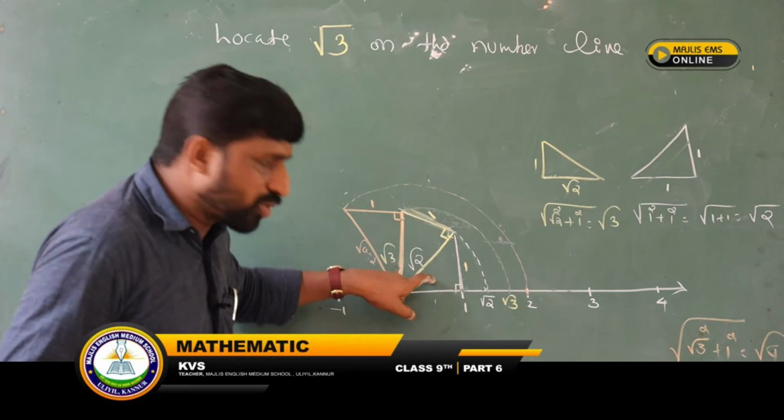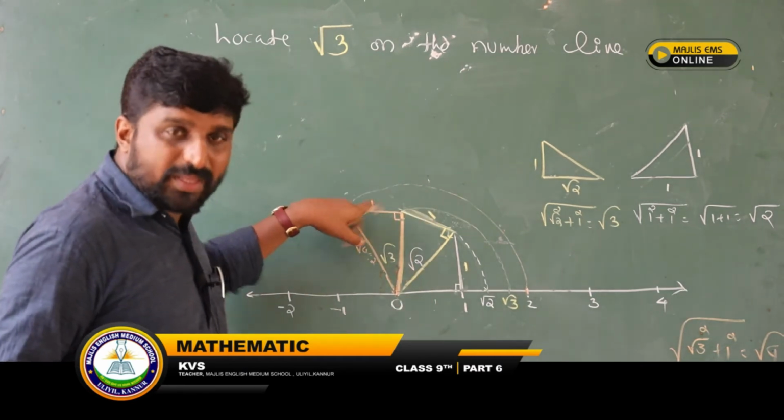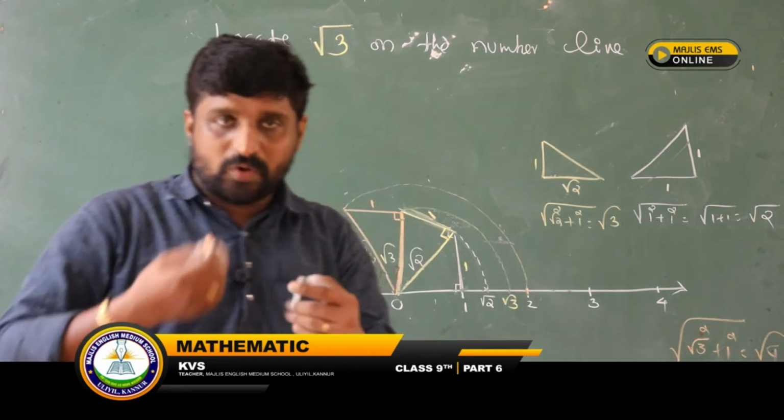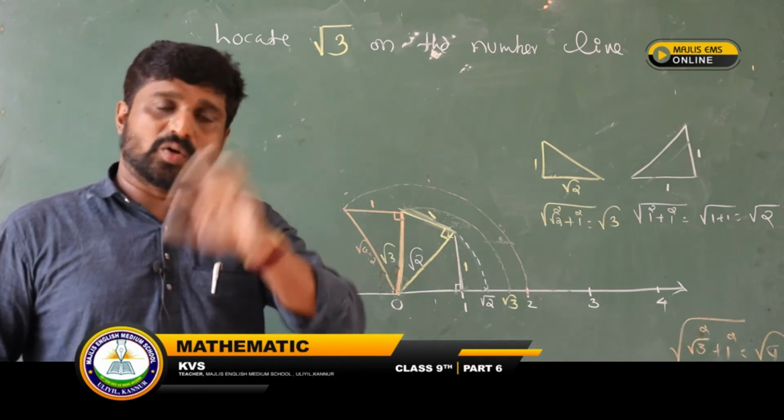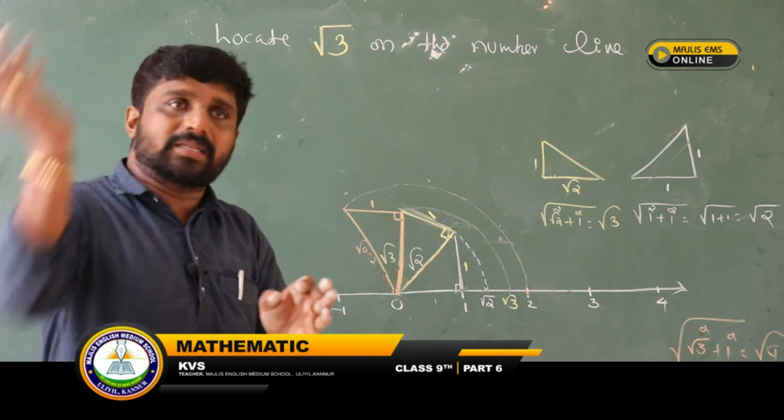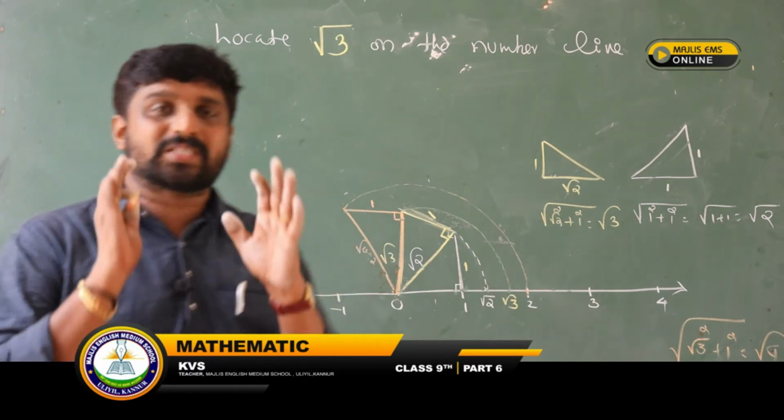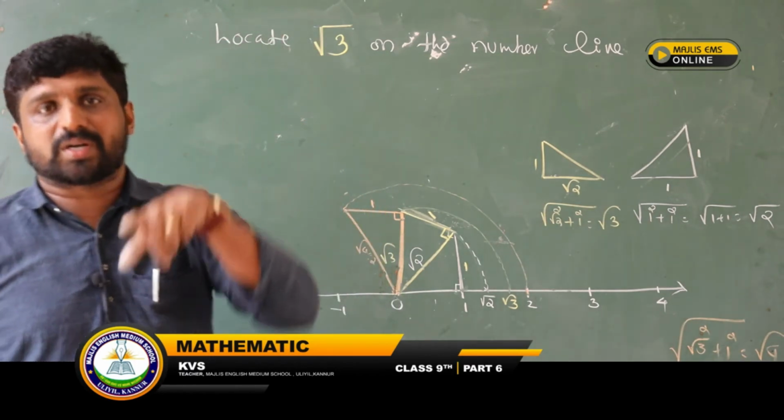Okay. Therefore, root 2, then root 3, then root 4. The remaining we need to do. Root 5 we need to locate. Root 6, root 7, like that we need to do. That construction is known as the square root spiral. That you need to construct.